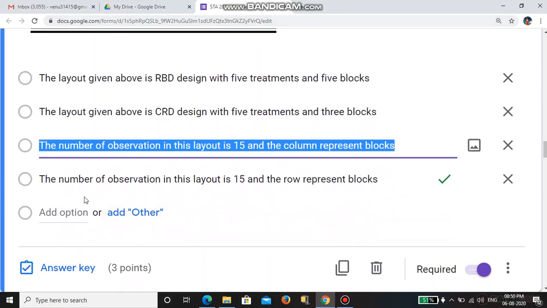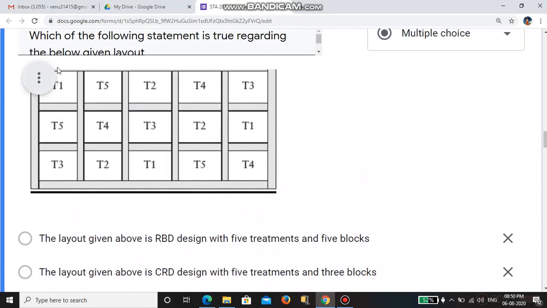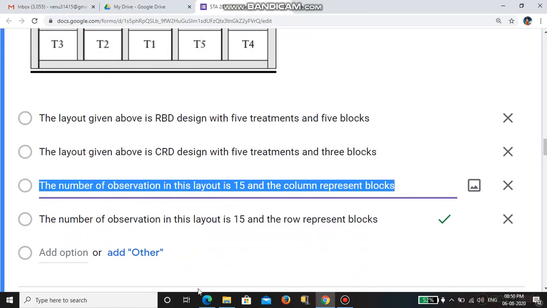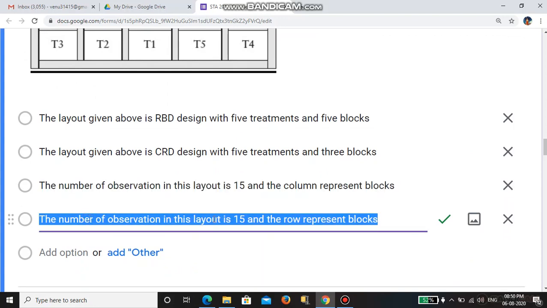Fourth one they told the number of observation in this layout is 15 and the row represent block, okay, so it is true, okay, because this design is the RBD design, okay, so this layout is the RBD layout with 3 blocks and 5 treatment and total observation 15. So the number of observation in this layout is 15 and the row represent block, so it is true, okay, so this is the answer.